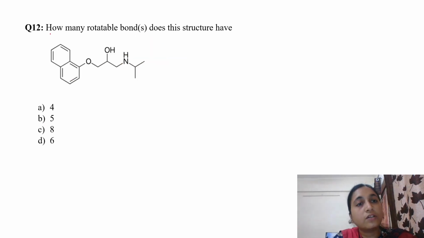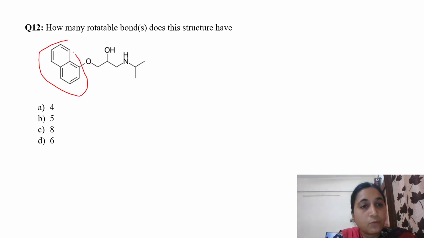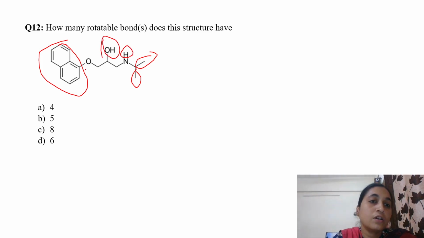So now question 12. How many rotatable bonds do these structures have? In this structure also, this is a rigid bond, so it won't rotate. And this is a terminal bond, so it also won't count as a rotatable bond. This also and this also. Here this carbon connected with this oxygen will show rotation. This is a rotatable bond, this is a rotatable bond, this is a rotatable bond, and this is a rotatable bond. So one, two, three, four, five, six. So the answer will be six.